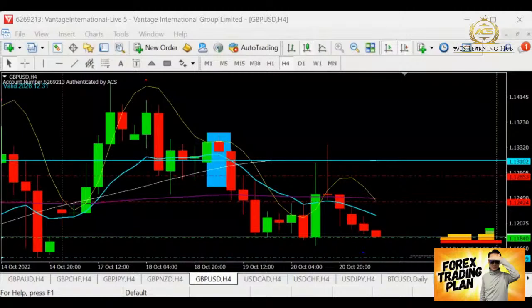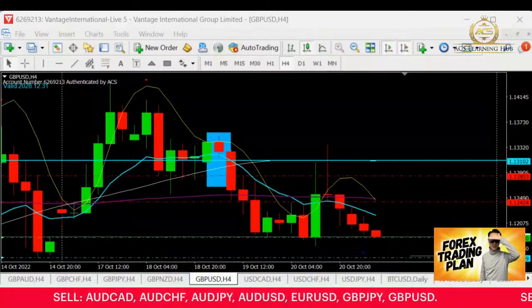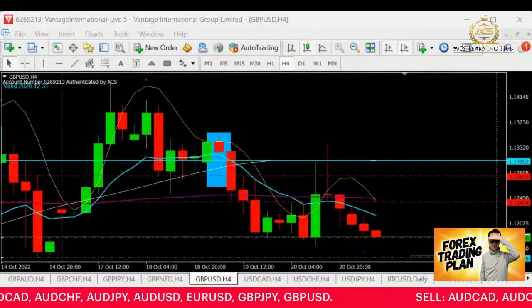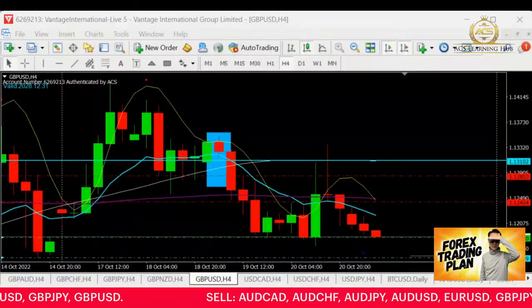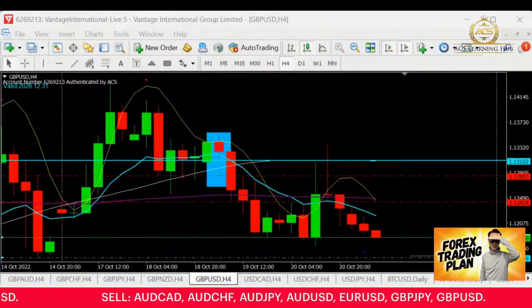Later on we will see how it goes, and if it fits into our plan, then we'll continue with the currency pairs that we have picked up. So that's about all today.